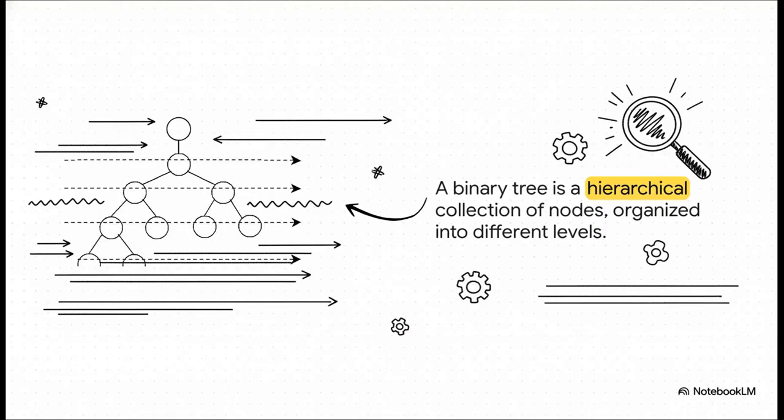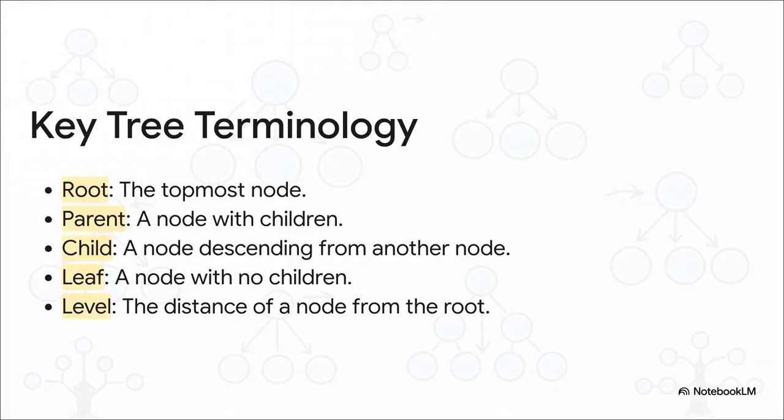So to really get how these things work, we gotta learn the lingo. Let's just quickly break down the vocabulary using this classic picture of a binary tree. Everything kicks off at the root. That's the one node at the very top. Any node that has branches underneath it is called a parent, and the nodes they connect to are its children. And see those nodes at the very bottom, the ones with no kids of their own? We call those leaves. Finally, each horizontal row of nodes is just called a level. Pretty intuitive, right? It's just a way to map out a hierarchy.